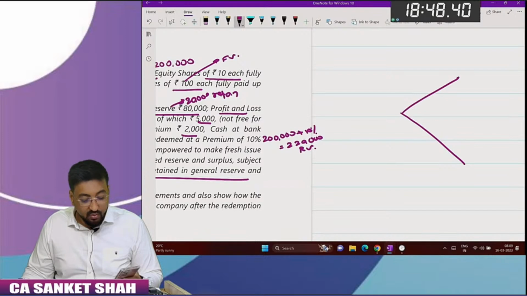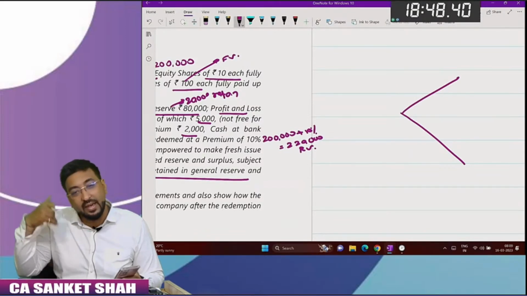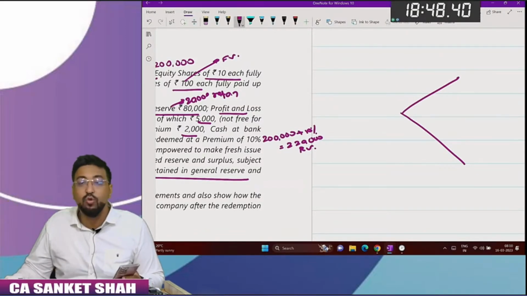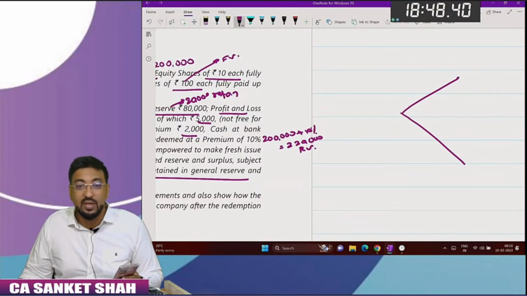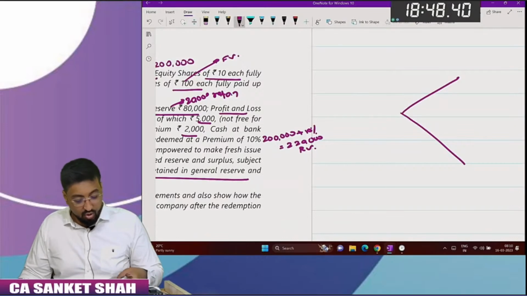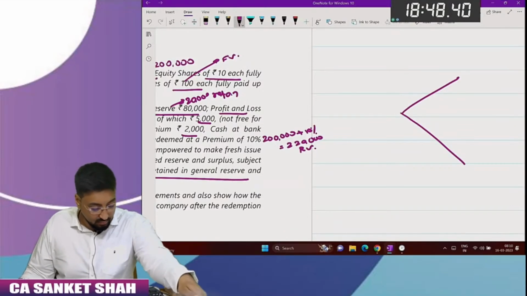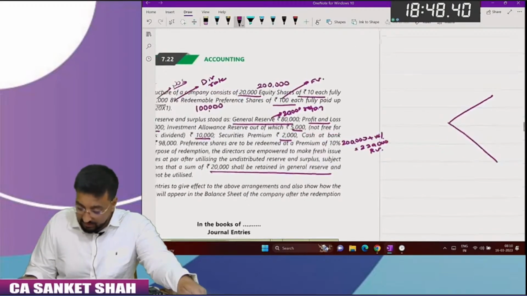What is investment allowance reserve? Beta, some reserve was kept aside for investment. In future you are going to make the investment and that's why you have set some part aside. Okay, so the answer is, Beta, 2 lakhs rupees.